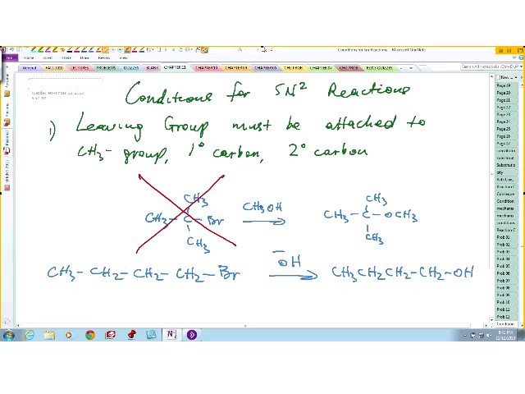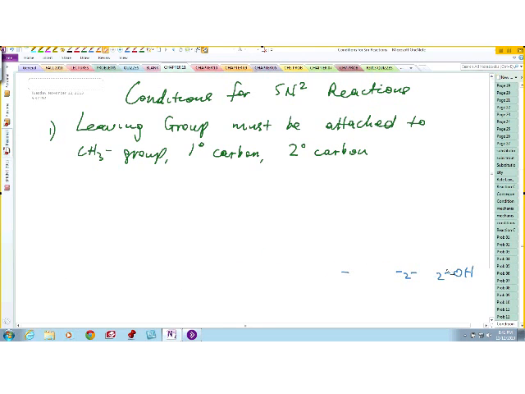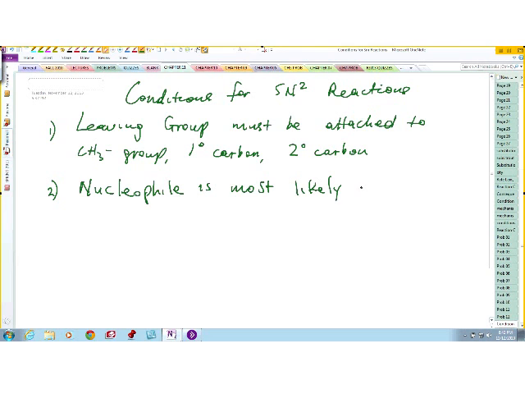Okay. So one of the conditions for an SN2 reaction is that the carbon must be either a methyl carbon, a primary carbon, or a secondary carbon. The second condition is the nucleophile is most likely, I say most likely, negatively charged.